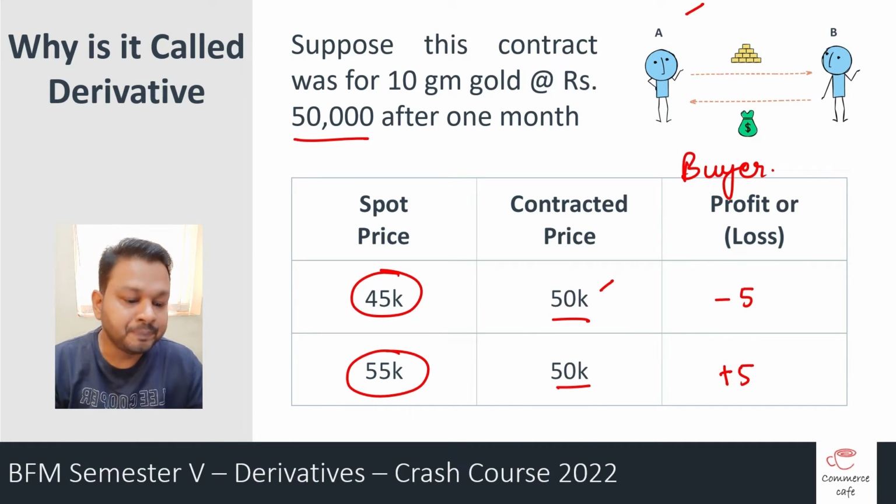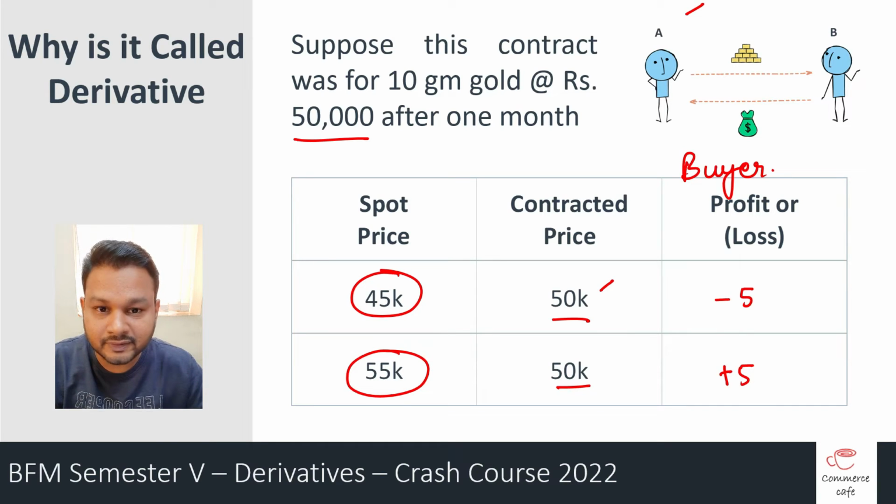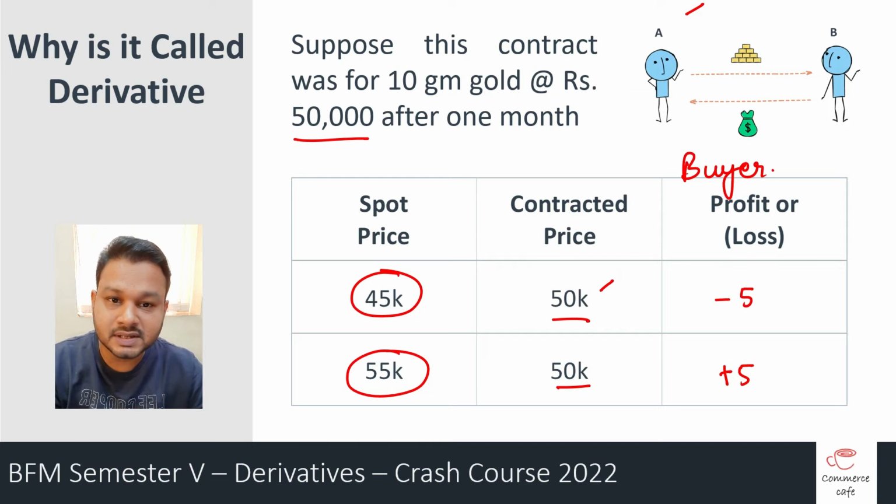In this case, what happens is you are making a profit of 5,000 rupees. Why is that so? Because what is available in the market for 55,000 rupees, the same quality and same amount of gold you can get for only 50,000 rupees. So this is a profit. If you buy that gold at 50,000 and immediately sell it again in the market for 55,000, you will make a clean profit of 5,000 rupees. So we can clearly see that this financial contract is creating a situation where you can make a profit or a loss. Therefore, this financial contract has some value.